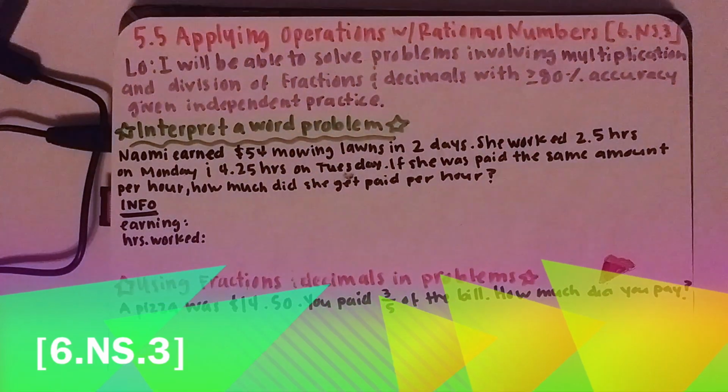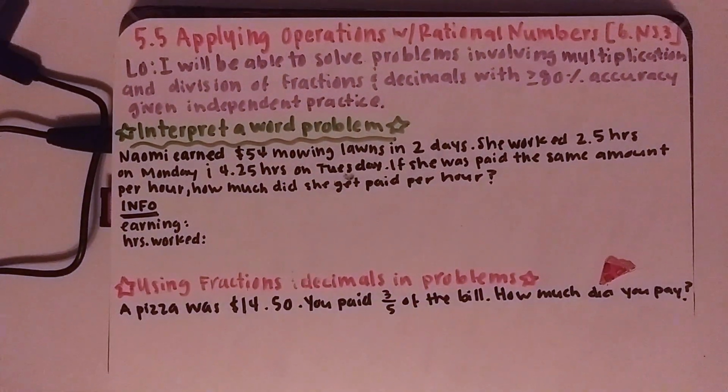Okay, this is 5.5, the last lesson of the module. So we're going to apply operations with rational numbers. That's your standard. And then your objective is to be able to solve problems involving multiplication and division of fractions and decimals with at least 80% accuracy given independent practice.